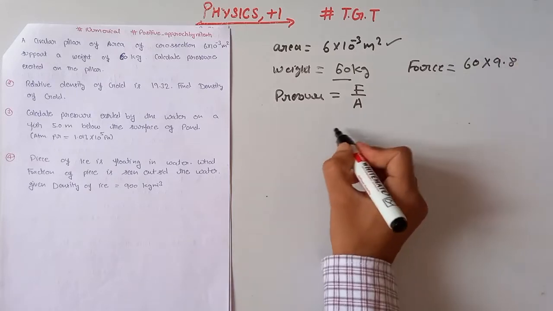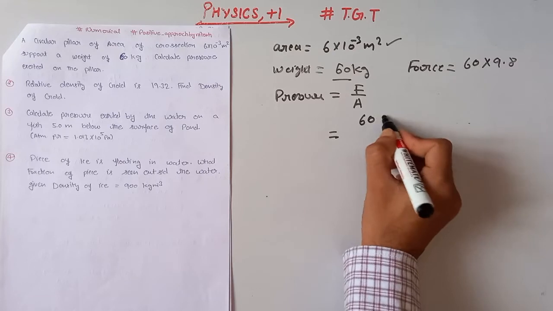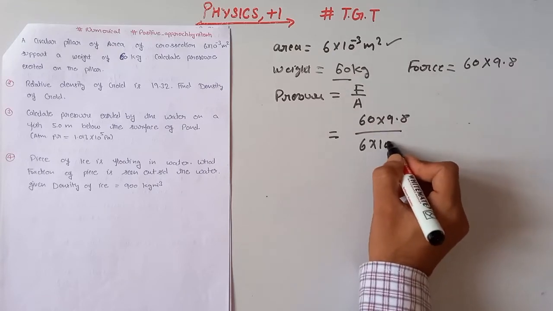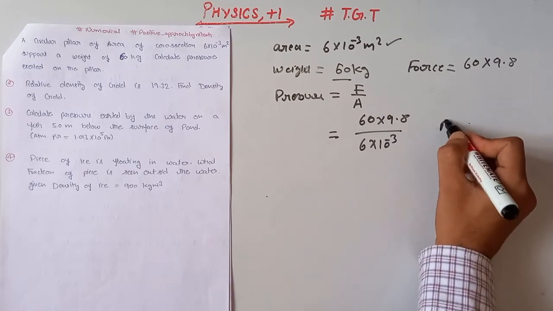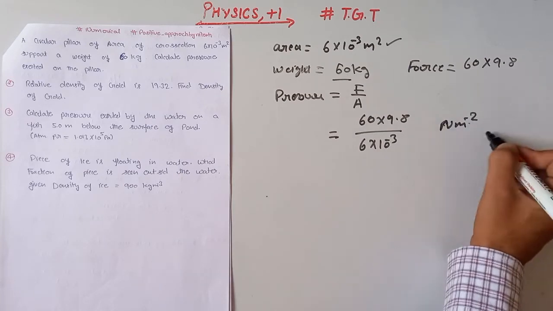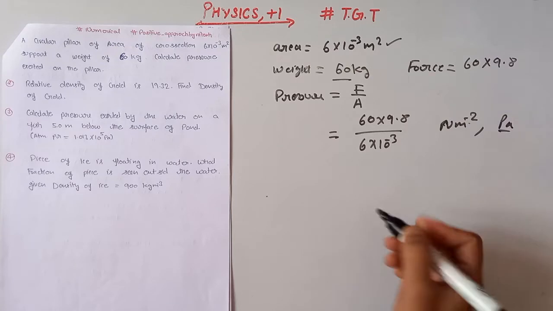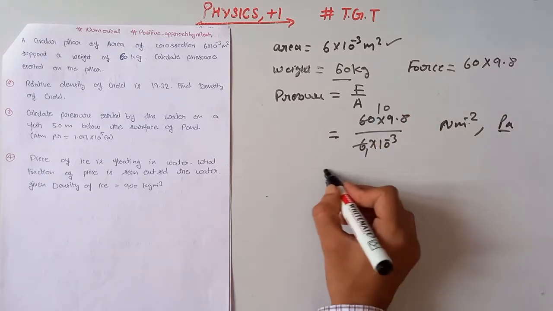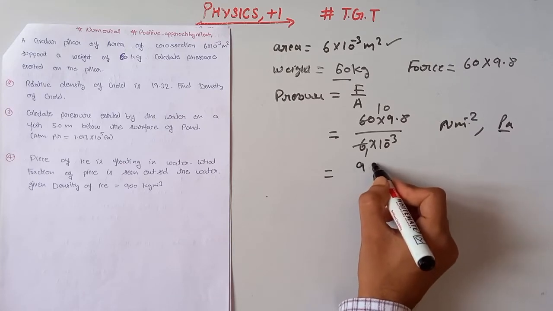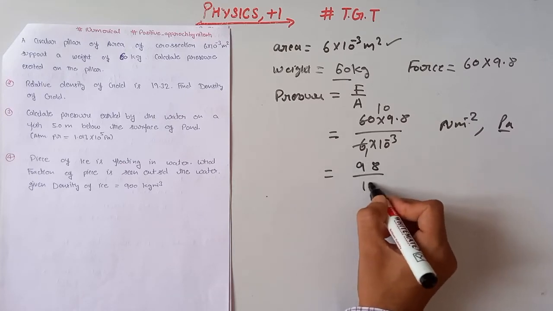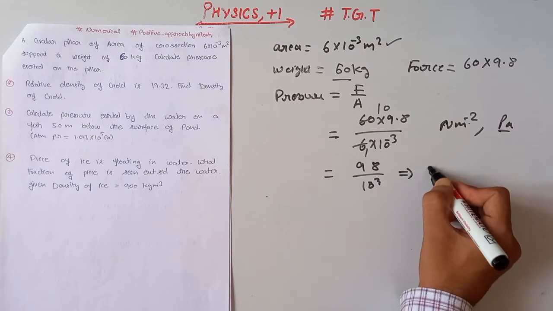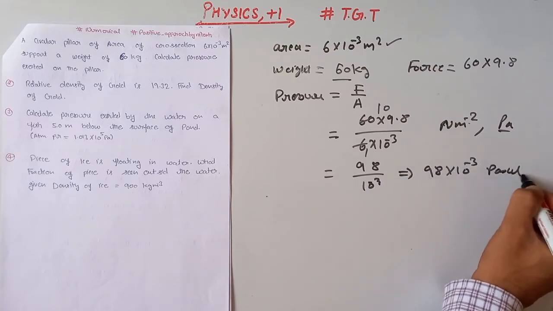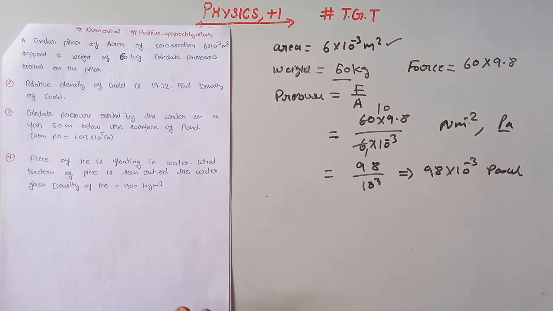Substituting all these values here: force is 60 into 9.8, divided by area, 6 into 10 raised to power minus 3, in Newton meter minus 2 or Pascal. 6 1s are 6, 6 10s are 60, which is equal to 98 divided by 10 raised to power minus 3, which implies 98 into 10 raised to power 3 Pascal is our right answer. I hope the numerical is clear to you.